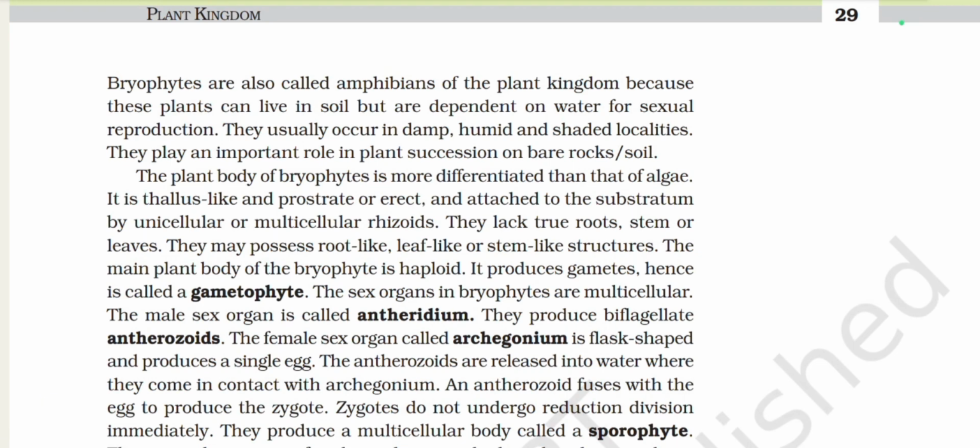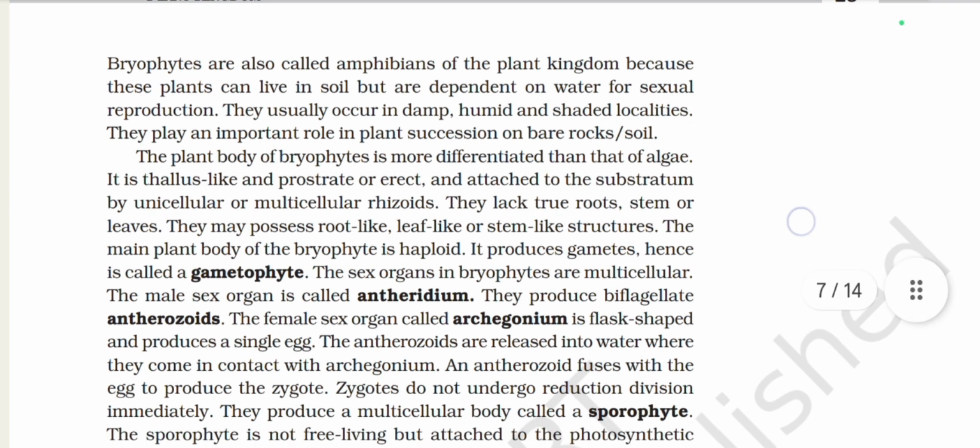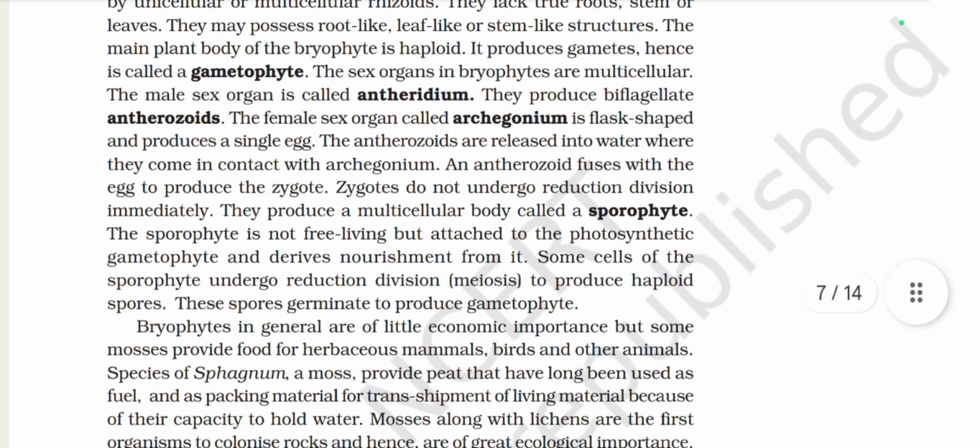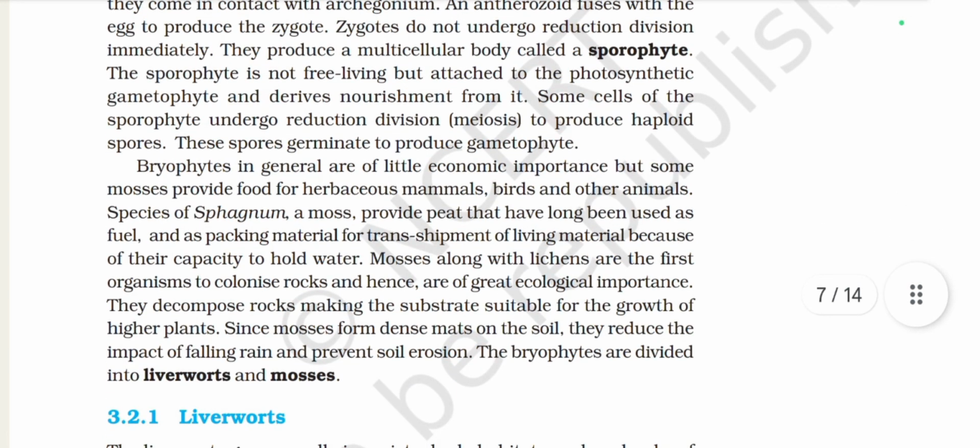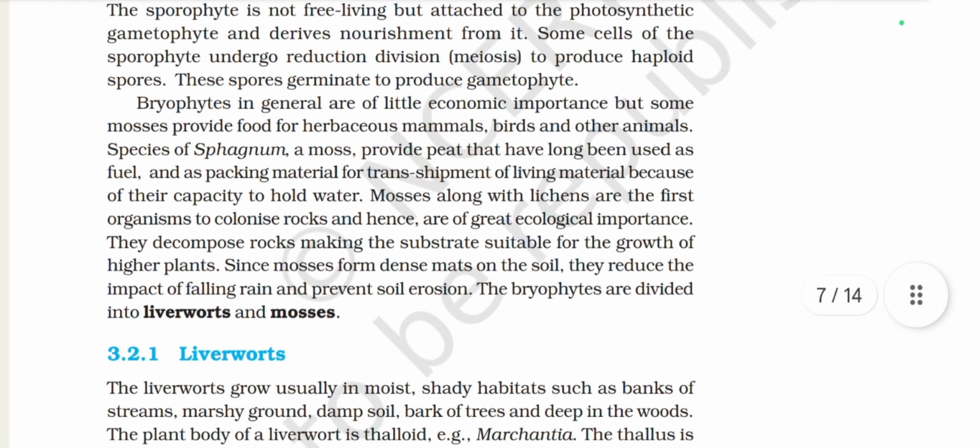Zygotes do not undergo reduction division immediately. They produce a multicellular body called a sporophyte. The sporophyte is not free living but attached to the photosynthetic gametophyte and derives nourishment from it. Some cells of the sporophyte undergo reduction division or meiosis to produce haploid spores. These spores germinate to produce gametophytes.